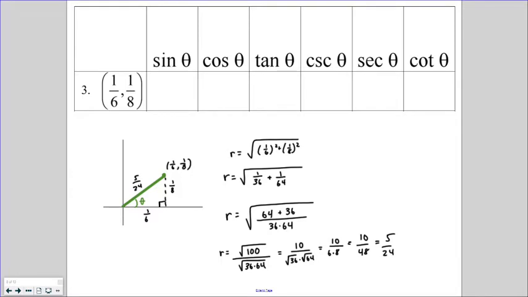Okay, so sine then. Sine is always y over the hypotenuse, so 1/8 over 5 over 24. You're never going to leave me with an answer that looks like that. So we are going to simplify. I'm going to do rainbow math, which means 24 goes on the top, and then 8 times 5 goes on the bottom. And we will simplify that to 3 over 5.